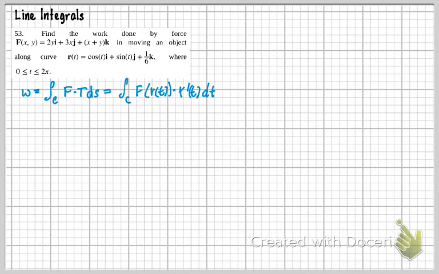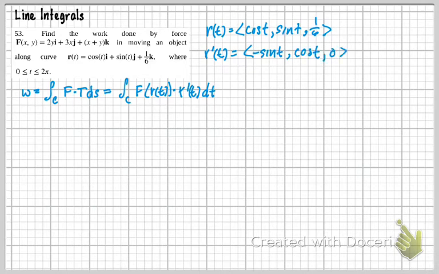So if we're going to need some information, we're going to need our r(t), which I'm just going to write these all out. I don't like the form that they have it in. ⟨cos t, sin t, 1/6⟩. So then my r'(t) is going to be ⟨-sin t, cos t, 0⟩.